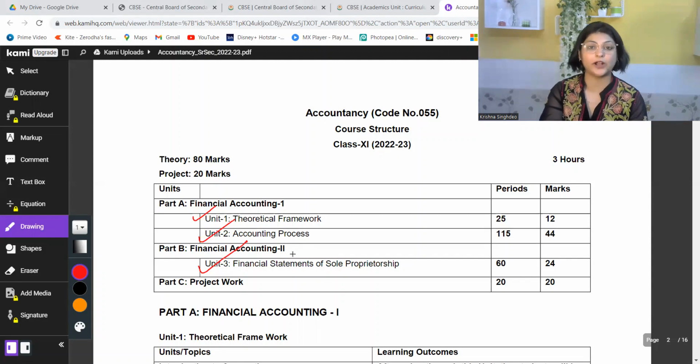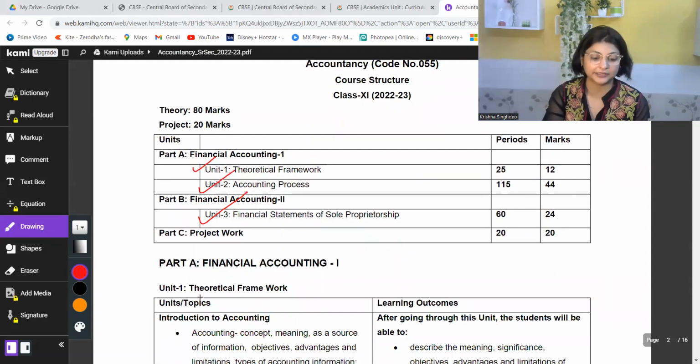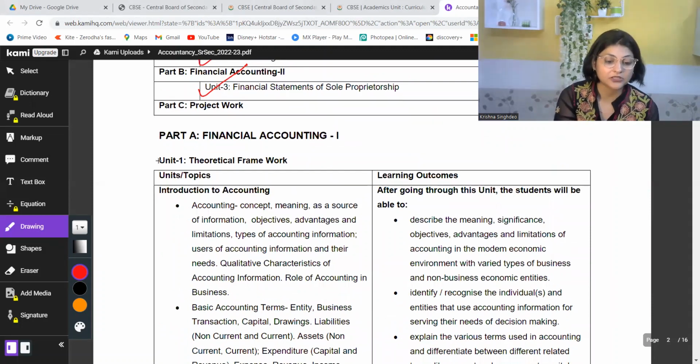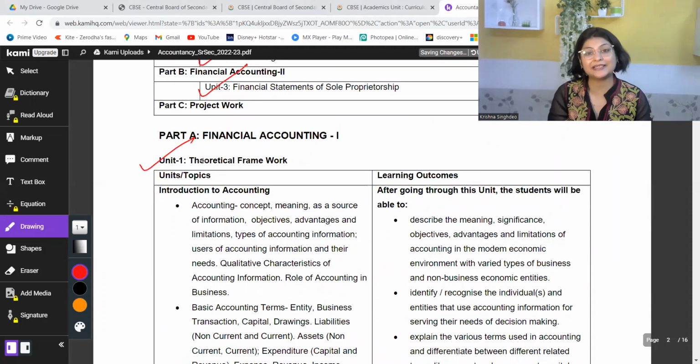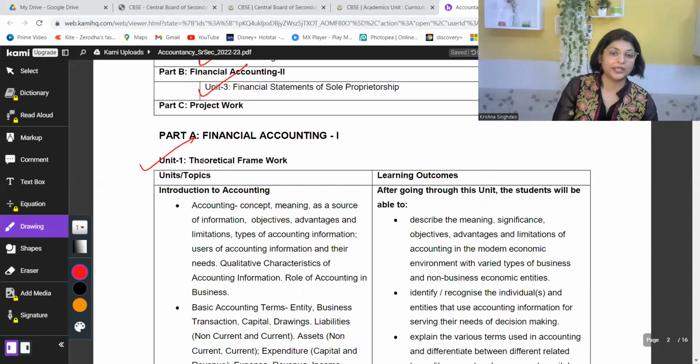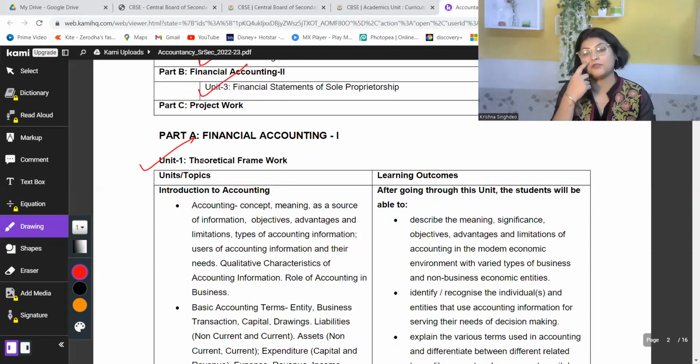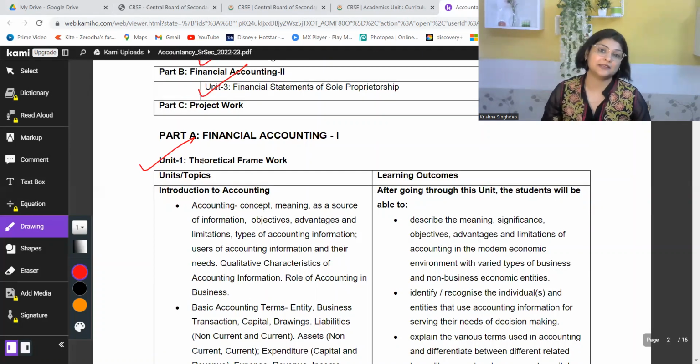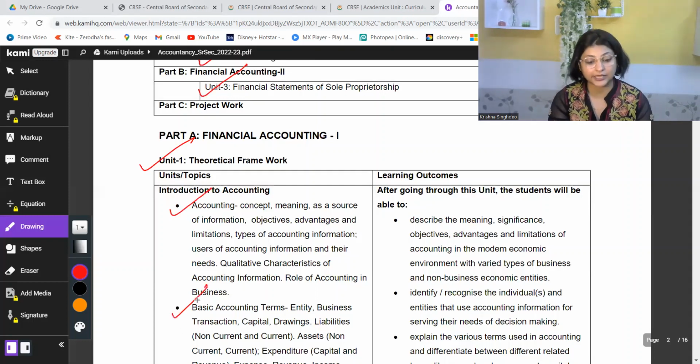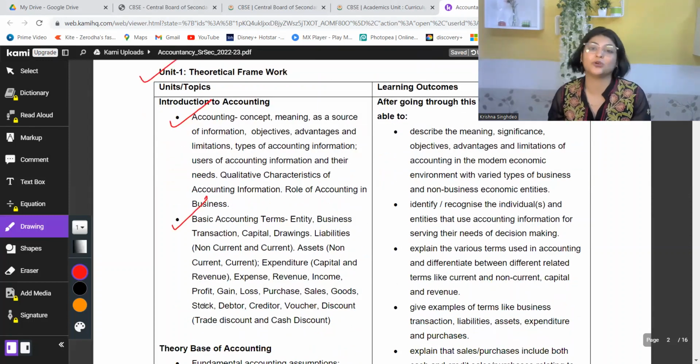Now let us see each one by one in detail, what is covered under this. First of all, theoretical framework, because you're studying this subject for the first time. This is made for developing an understanding of the entire subject: what is accounting, what comes under accounting, what is the meaning of accounting, what is the process of accounting, why accounting is important, what are the limitations of accounting, what are the advantages of accounting, and so on. All this is covered. Then basic accounting concepts or basic accounting terms are covered. Each subject has its own terminology, and accounting also has its own terminology. That terminology is discussed over here.